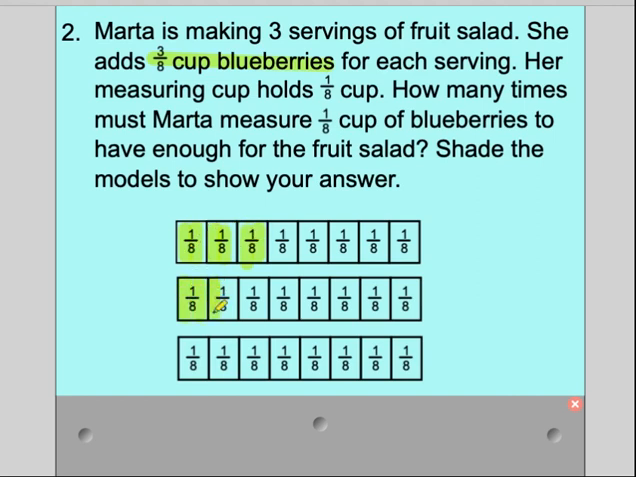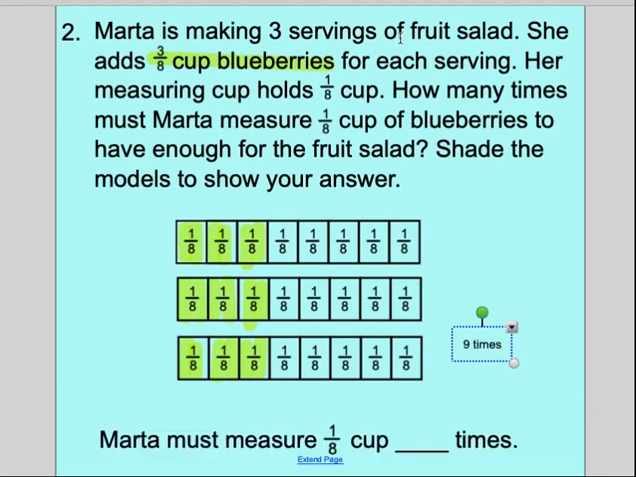another 3 times for 2 servings, and another 3 times for 3 servings. So that means she's going to have to dip that cup in there all those times, right? So the answer is not 3 times. The answer is 1, 2, 3, 4, 5, 6, 7, 8, 9 times. So she's going to have to dip her measuring cup in 9 times. I think you have a little spot to write that. Oh yeah, there it is. You would put your 9 right there.